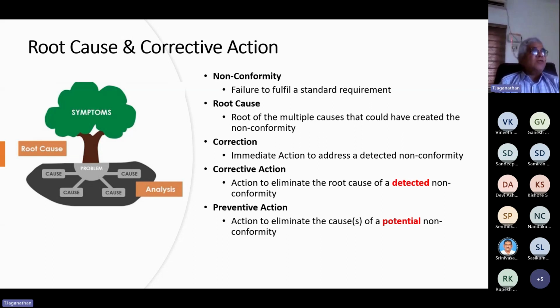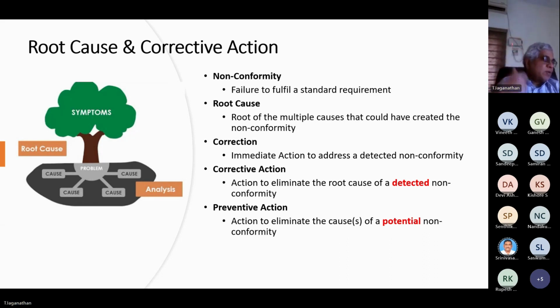Mostly audits and assessments will be preventive actions normally, but there is no hard and fast rule. You can have anything else also. Anything which proactively thinks of all the possible things, could be multiple also, by which a non-conformity or an incident can arise, and you take an action to eliminate all those causes, then it is called preventive action. There is a big difference between a corrective action and preventive action.